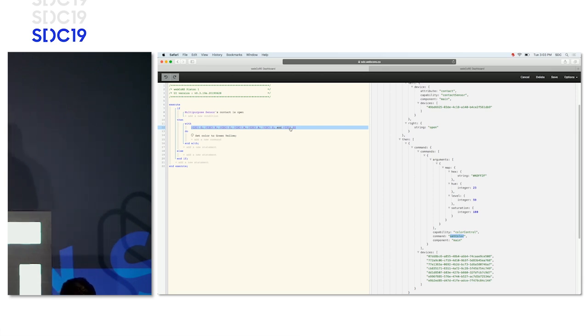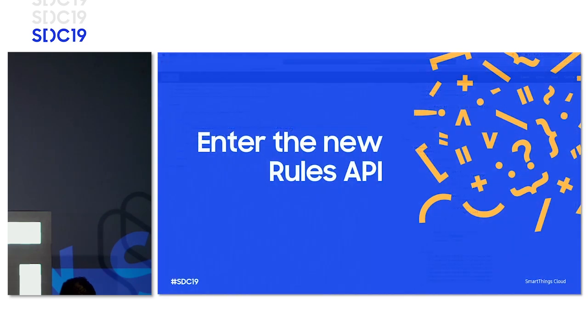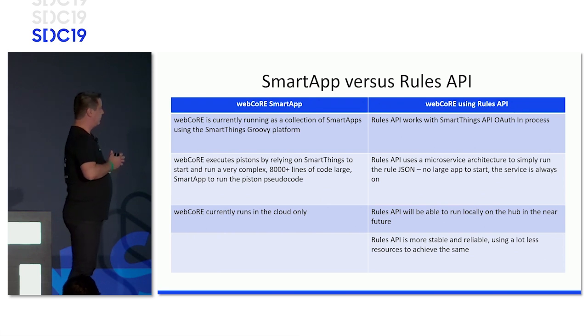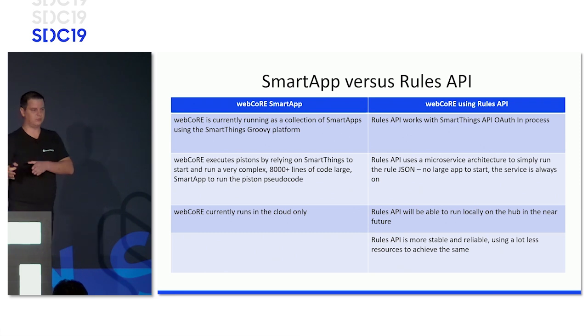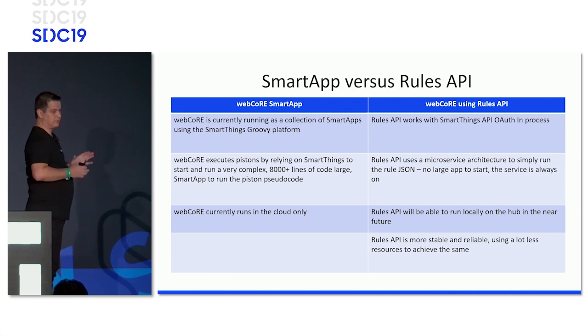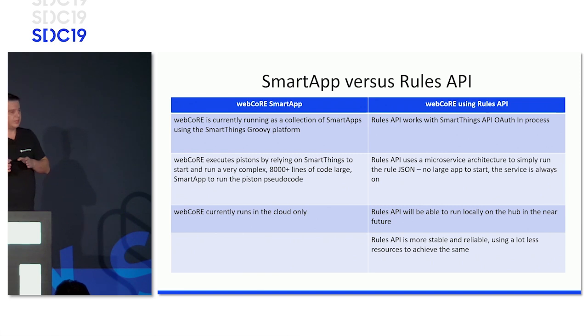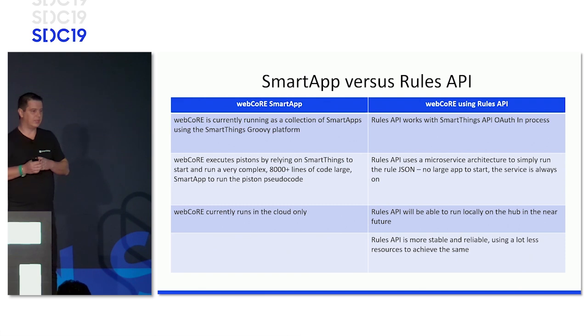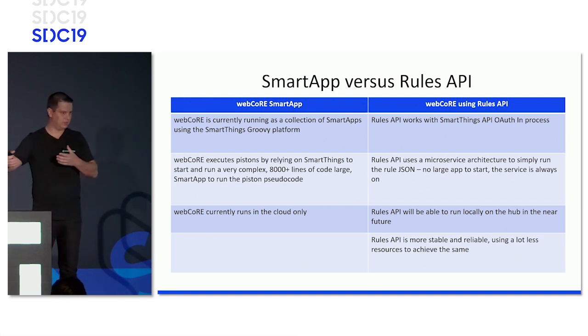Let me move back on to... So this is a comparison between the Smart App version and using the Rules API. WebCoRE is currently running as a collection of Smart Apps, so it uses the SmartThings Groovy platform. With the Rules API, it will simply use OAuth and the API to gain access to the location and pretty much get a token that it can then use to execute, create, write, and delete rules.